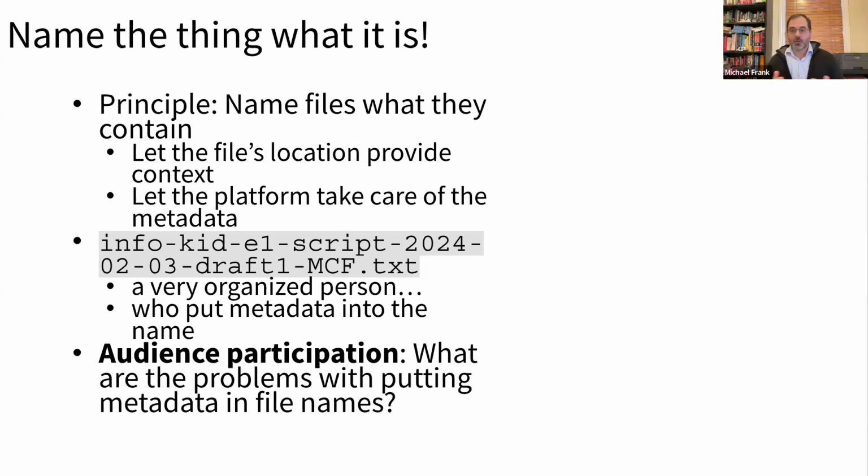So I've worked with a number of people, and I've done this myself, where we have file names that are very organized. And we've got info kid E1 script 2024-2-3 draft 1 mcf.txt. This is the work of hopefully quite an organized person. There's a lot of information in here, but this person is making a fundamental mistake. They're putting metadata into the name.